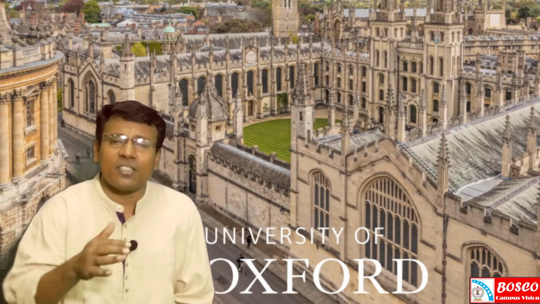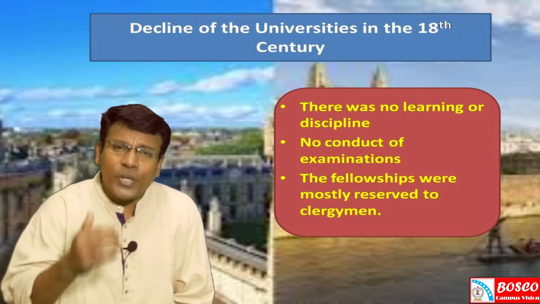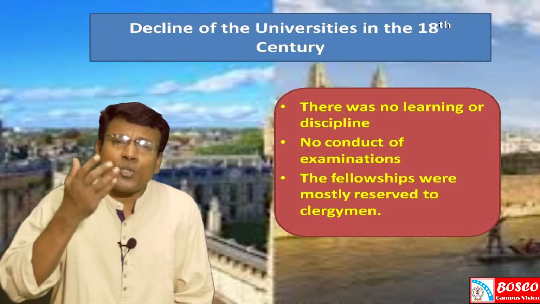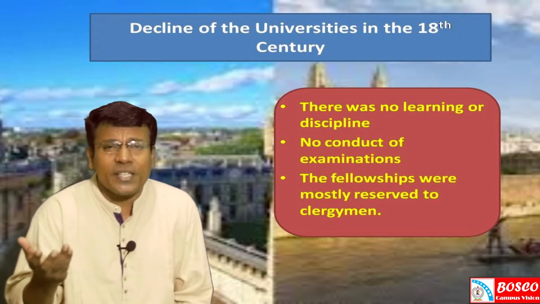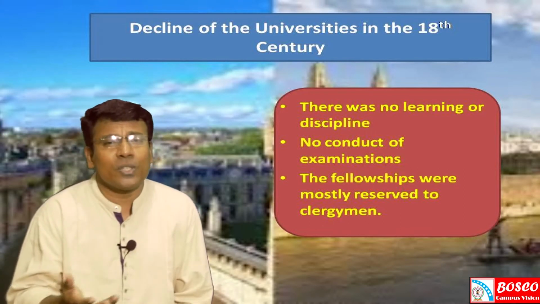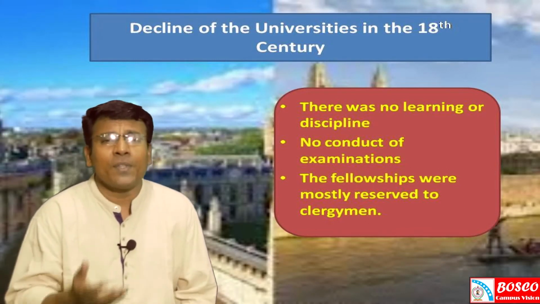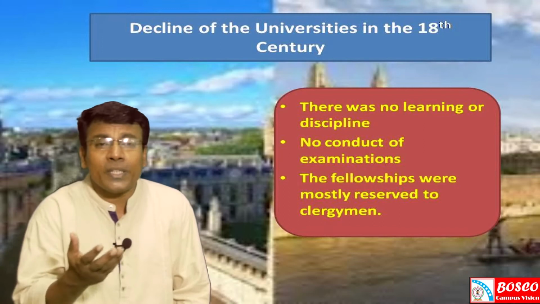One thing that we must remember is that these two universities had reached the bottom line of degeneration during the 18th century. The universities of Oxford and Cambridge had declined. They had deteriorated so much that there was no learning. There was no discipline in these universities. No teaching, no learning, no academics was taking place. There was no conduct of examinations during the 18th century. And added to that, the fellowships were mostly reserved only for clergymen.